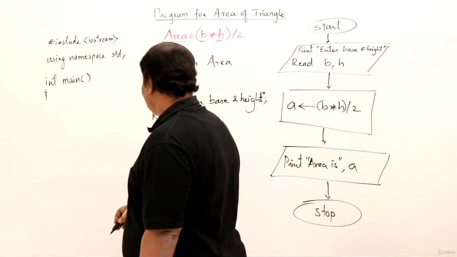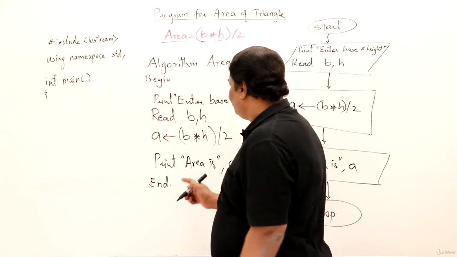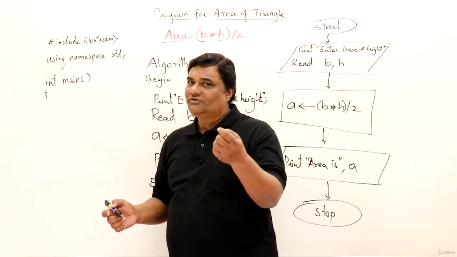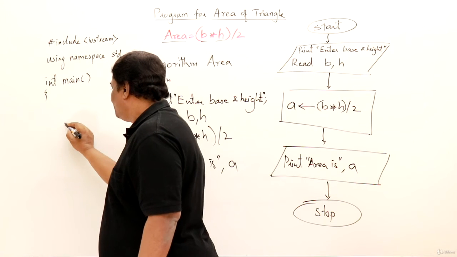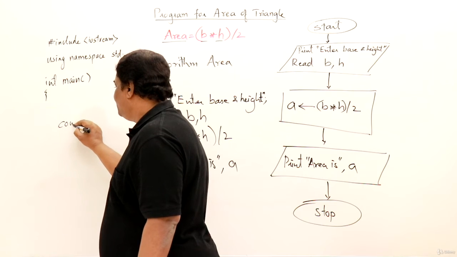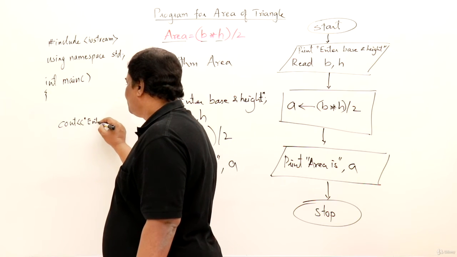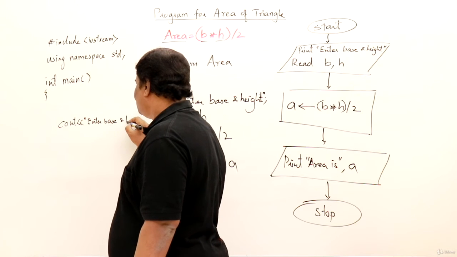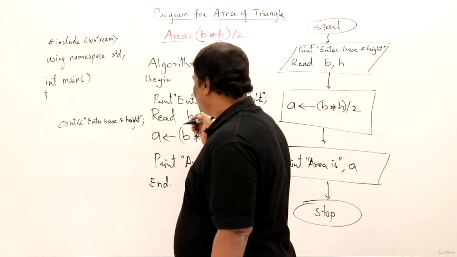Now let us convert this algorithm to a program. So inside the algorithm, very first thing is enter base and height. So it is print. So how to write print? We use cout. Since I have already used the namespace, I can directly say cout, enter base and height. This will give a message on the screen, right? Enter base and height will appear on the screen.